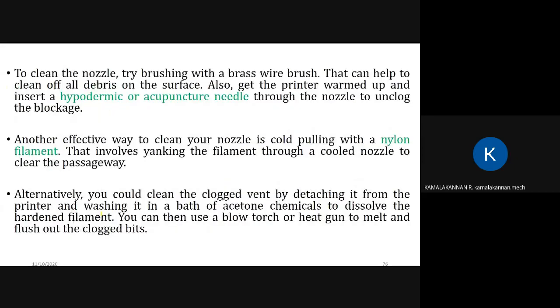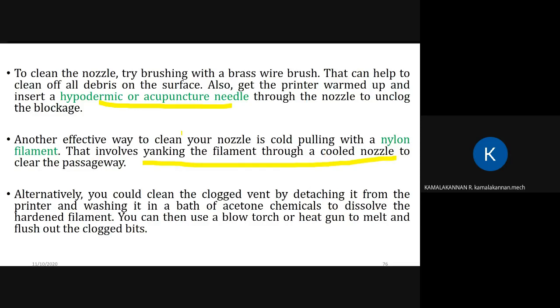Since the nozzle hole is very small, you cannot use any other pin or unnecessary equipment to clean it. You can use a hypodermic or acupuncture needle. An acupuncture needle is a gentle needle, and it has a good matching diameter so that you can use it easily. Try to avoid other types. If it is clogged, try to use a nylon filament. It will clean your nozzle easily because you yank the filament through a cold nozzle and it will clear the passage.